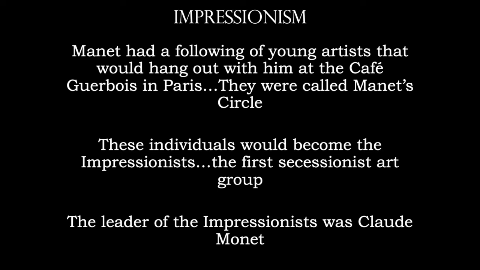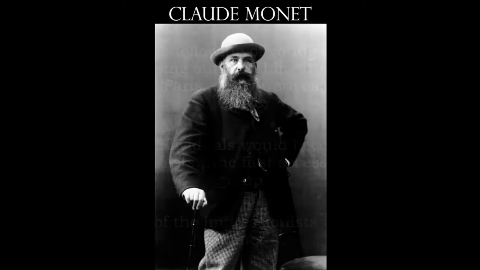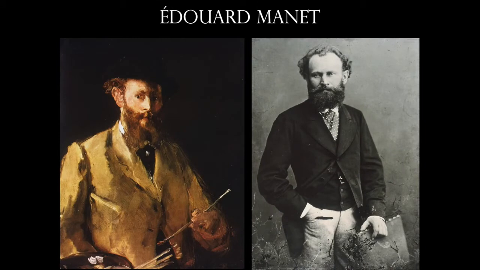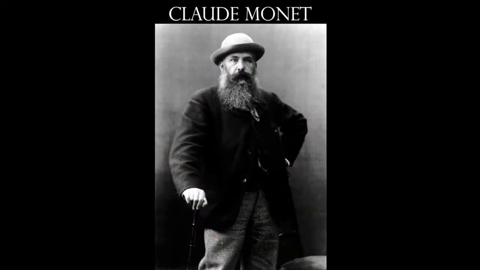And the leader of the Impressionists, his name was Claude Monet. Now this is what Claude Monet looks like here. Do not confuse him with Edward Manet. Claude Monet leads the Impressionists. Manet was asked if he wanted to join them, and he politely declined. Manet is also going to be one of those artists that dies very young, around the age of 51, complications of syphilis and alcoholism.